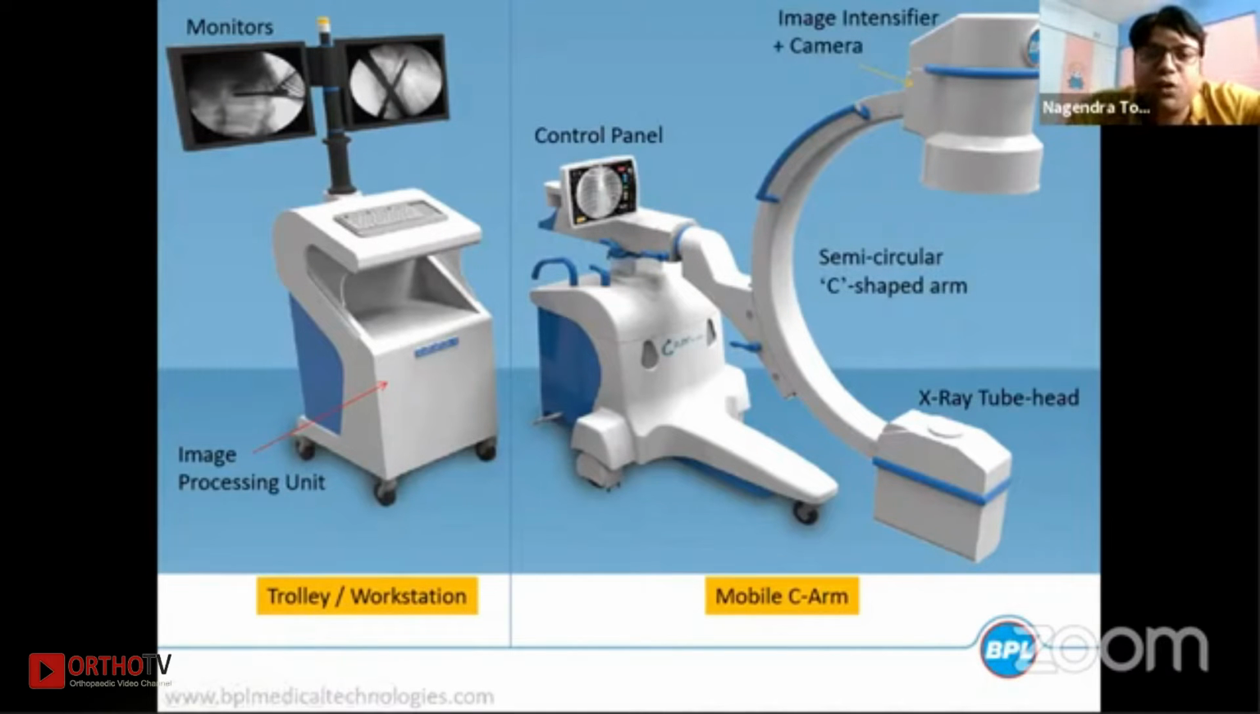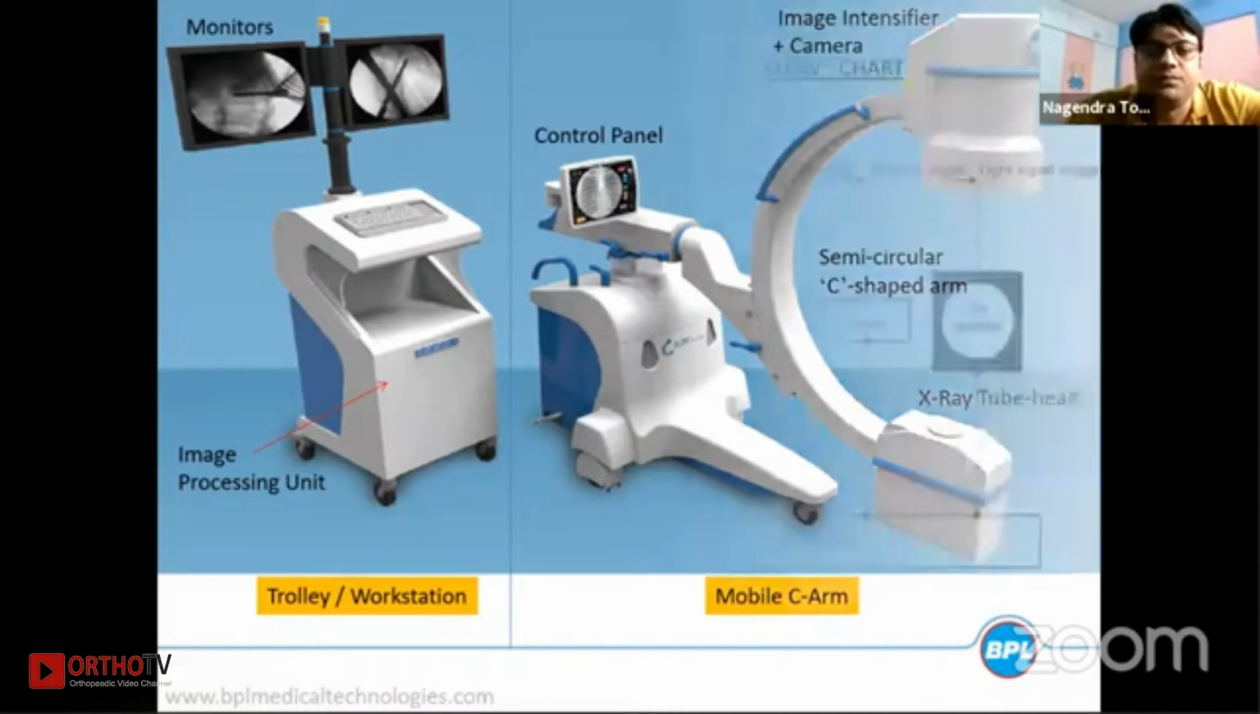This display on the control panel is basically for the operator. So the operator has no need to view the image at the trolley side. He can always see the image on the control panel and align the C-arm accordingly.